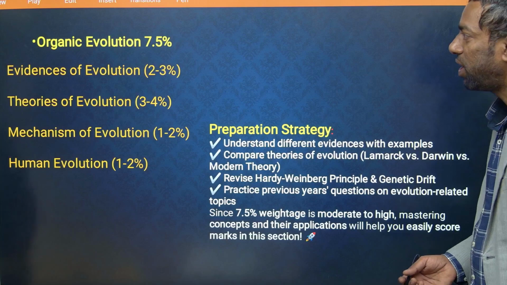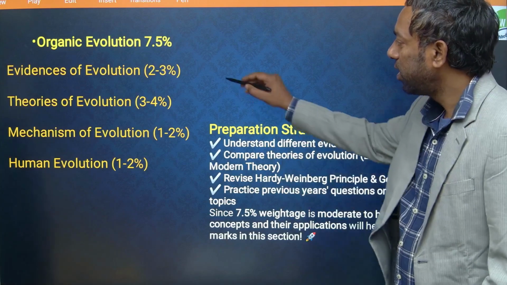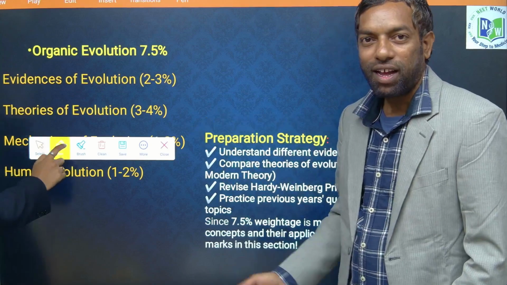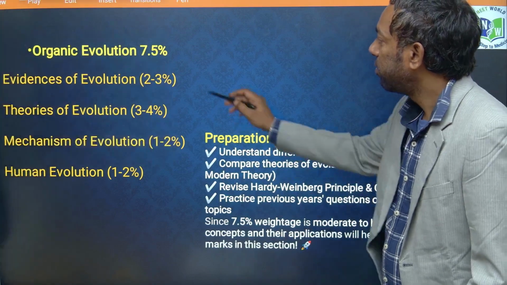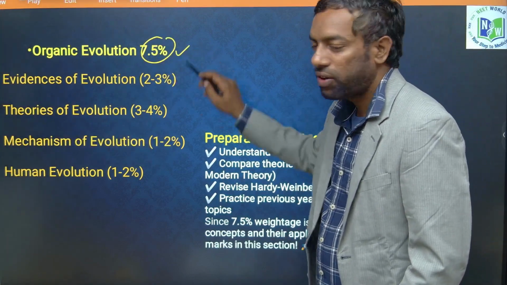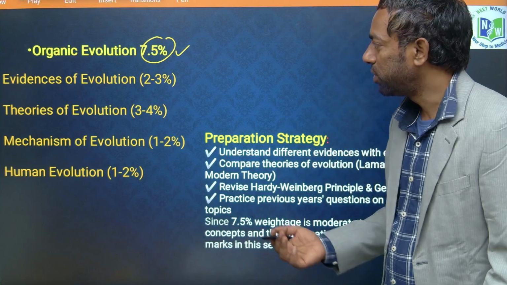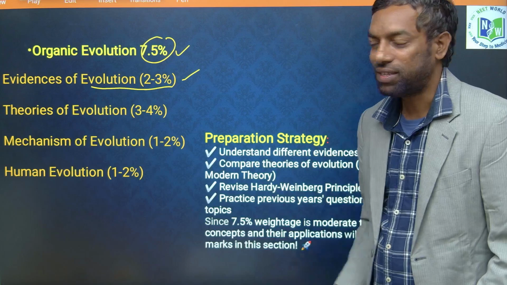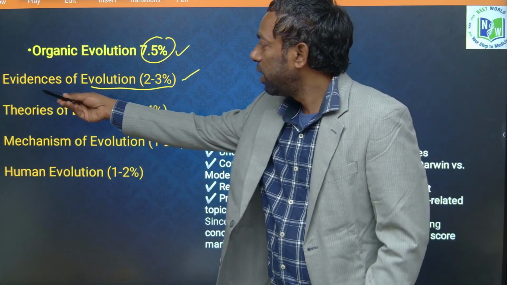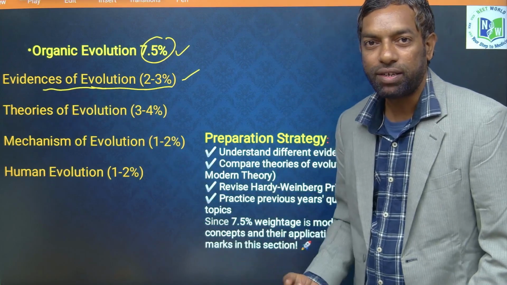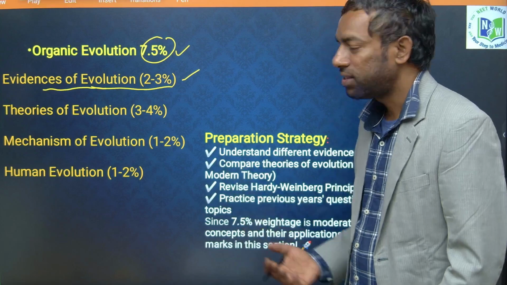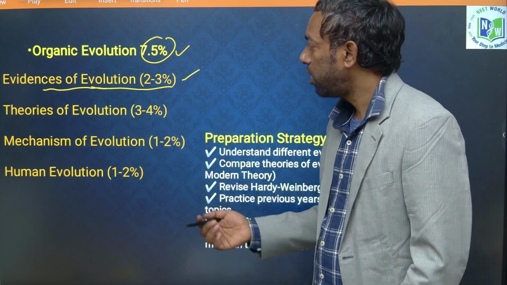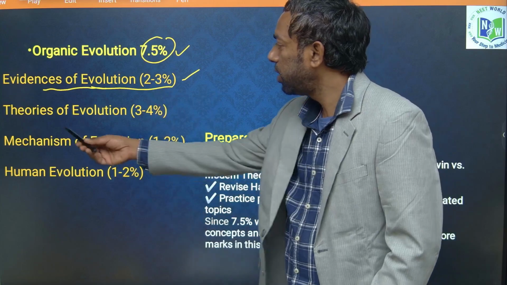Organic evolution, guys, is a very interesting topic, and its weightage is 7%. It is not an ordinary thing; 7% is huge. Evolution is the most important and interesting topic. Evidence of evolution: what are the evidences? Analogous and homologous organs, where these are segregated. Evidence is one of the topics.